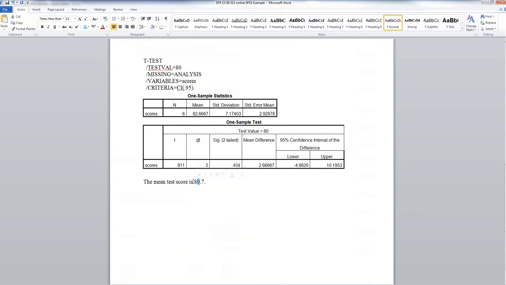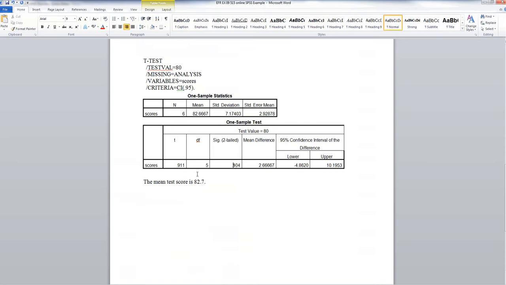I'm sorry, the mean was 82.7, not 80.7. And so it did go in the right direction. If the mean had been 78, then we would have failed to reject the null, and we'd be done. But here it did go in the right direction, so it is greater than 80. Now, is that statistically significant? In order to evaluate this, we need to divide the two-tailed value of 0.404 by 2.